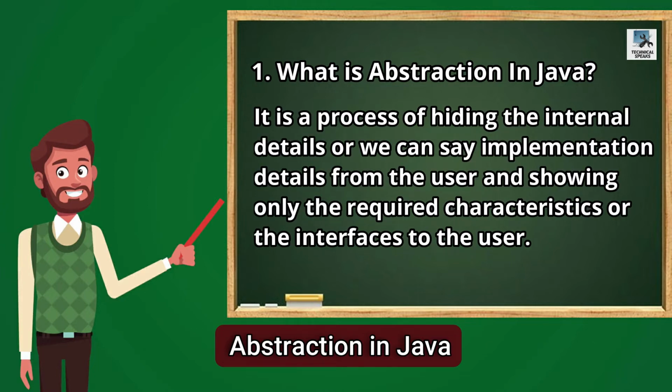The very first is what is abstraction. It is a process of hiding the internal details, or we can say implementation details, from the user and showing only the required characteristics or the interfaces to the user. You might be confused about what I am trying to say here, right? Let's try to understand the definition of abstraction by example.